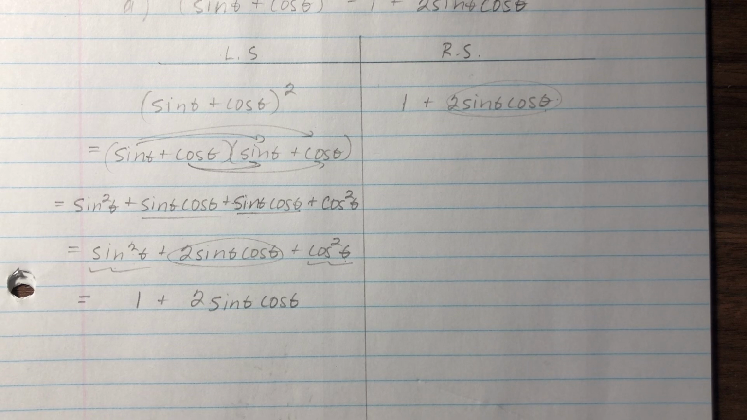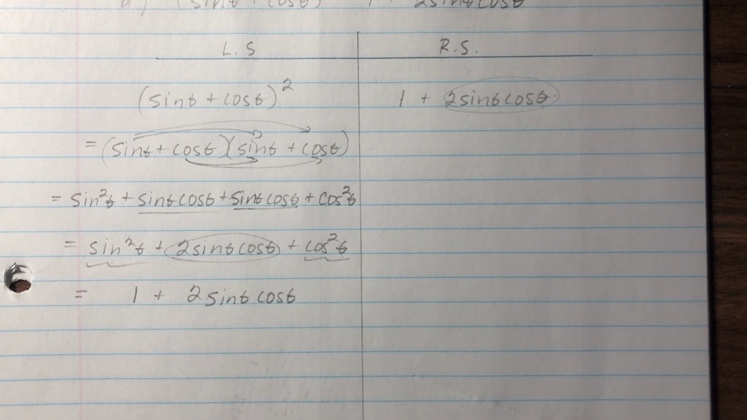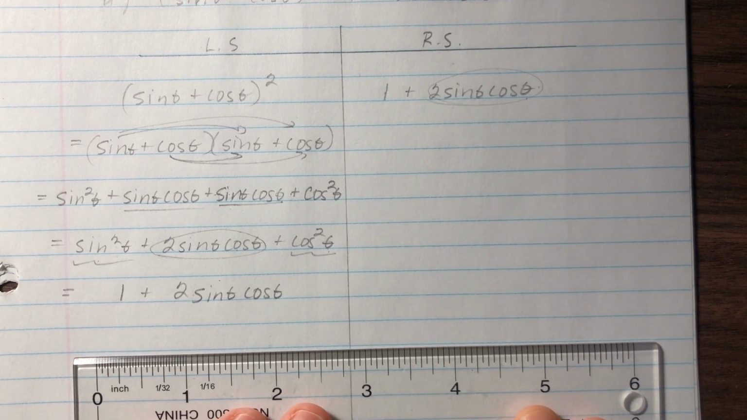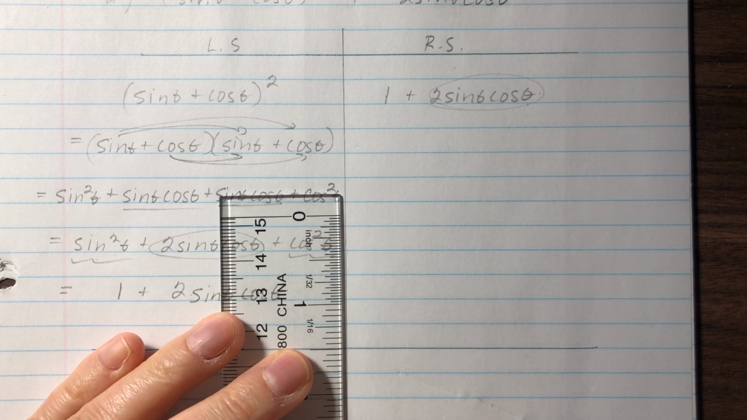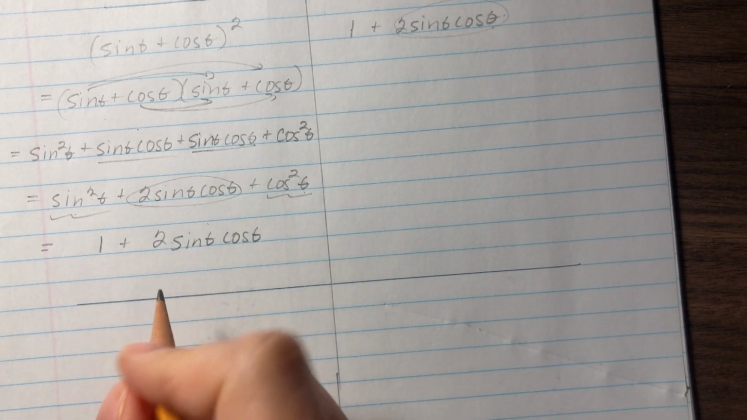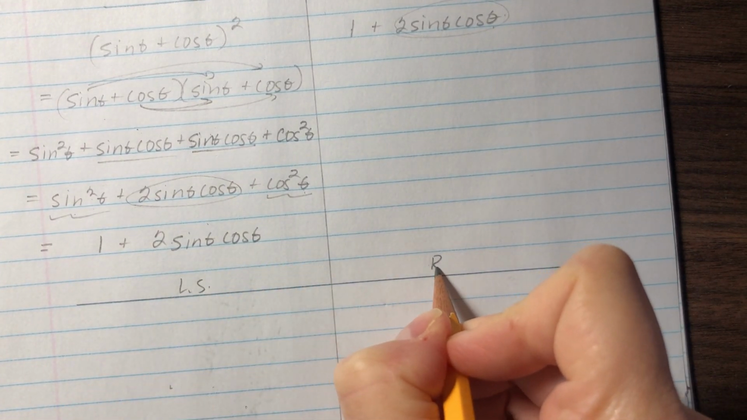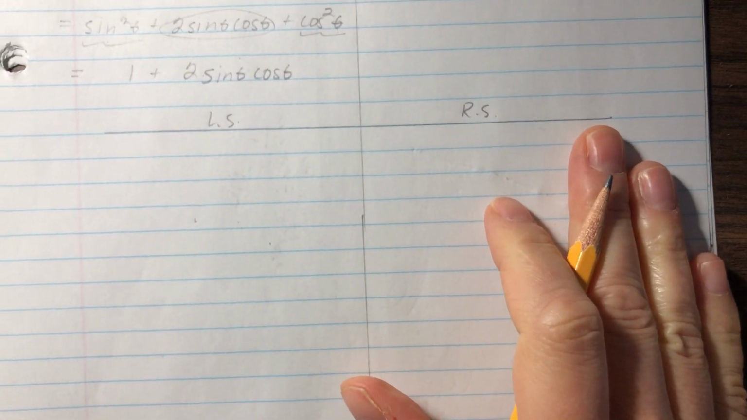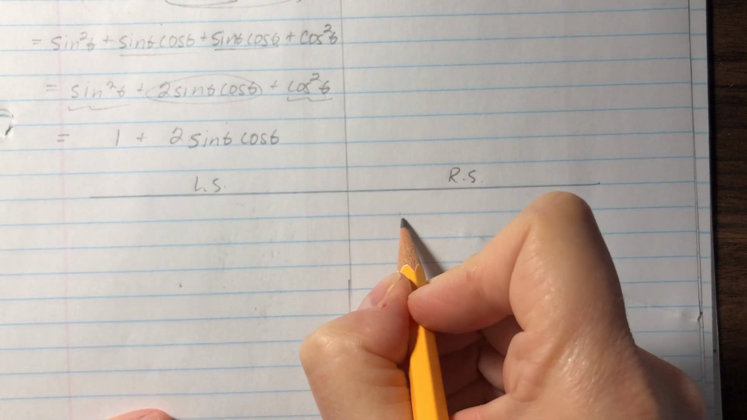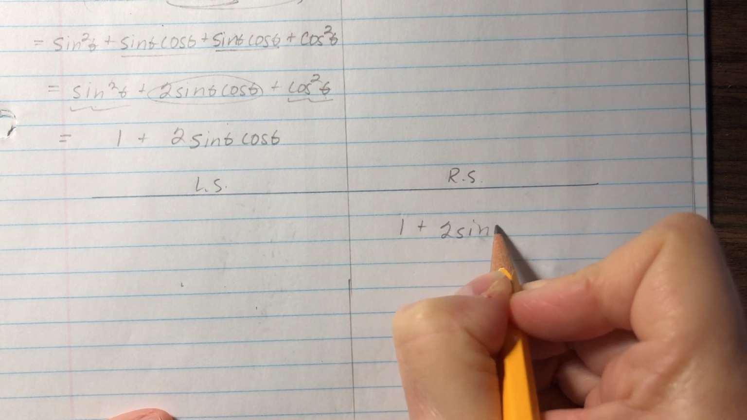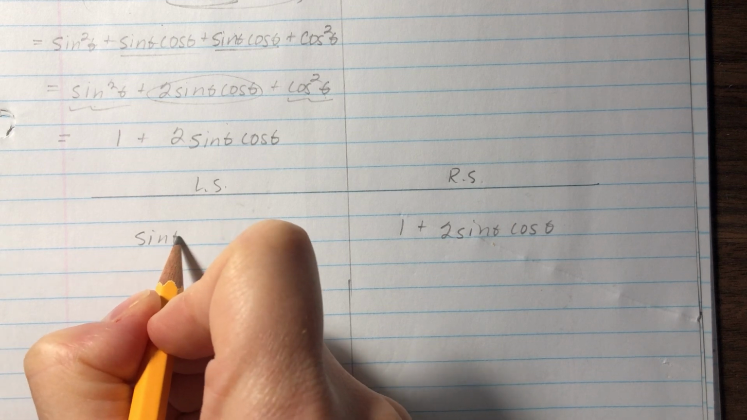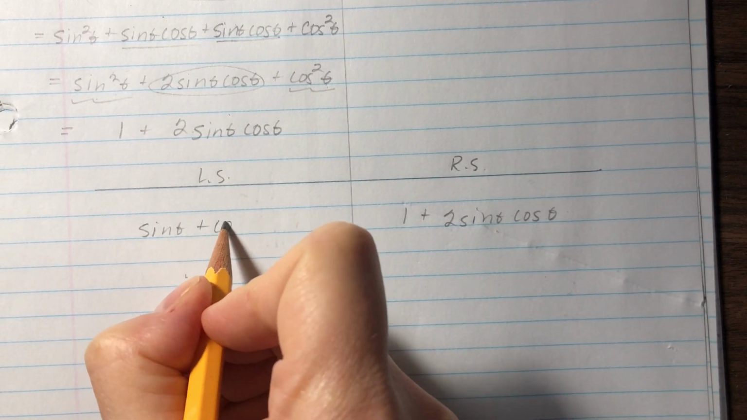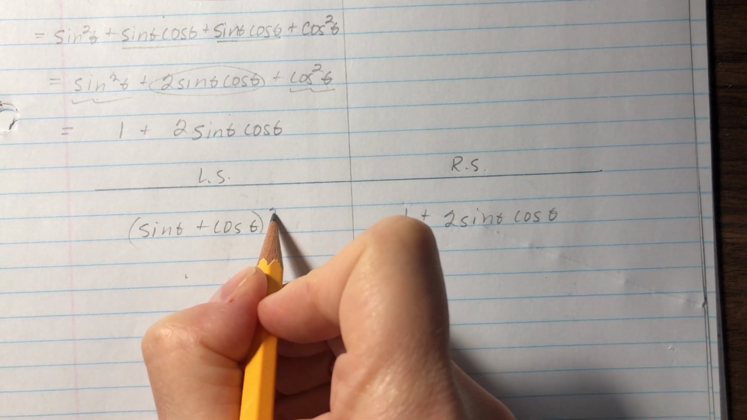Now this isn't the only way to prove this identity. There are other ways to do it. For example, I could have started with the right side and worked on manipulating it to look like the left side. I'll show that over here just so that you can recognize that there's more than one way to do it. So my right side is 1 plus 2 sine theta cos theta, and here is my left side, sine theta plus cos theta, squared.